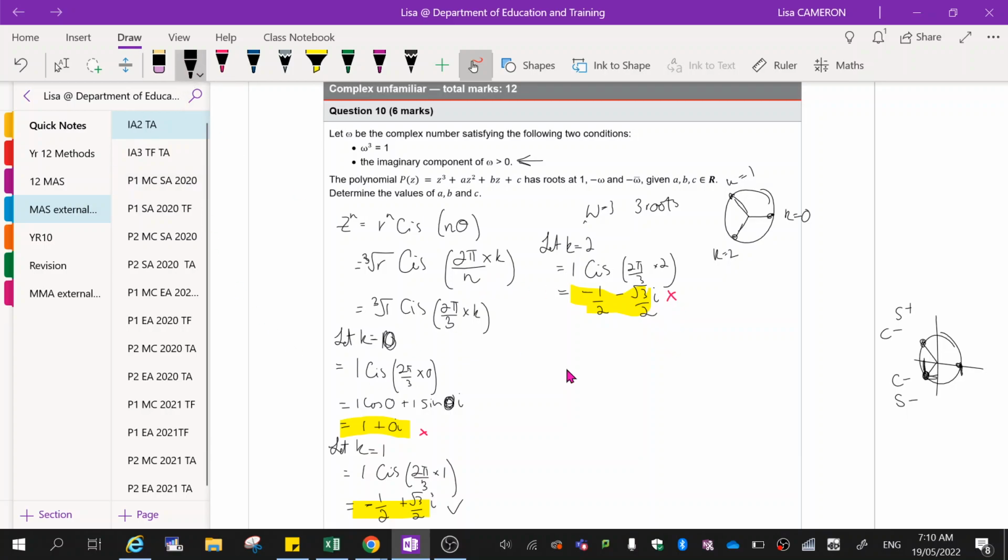So that means that, therefore, w, the root that we were looking for, is minus a half plus root 3 on 2i. Okay, so next thing we're going to do now is read the rest of the question. So if that's our polynomial and it has these roots, we're going to determine the roots. Or should I say, sorry, the factors.